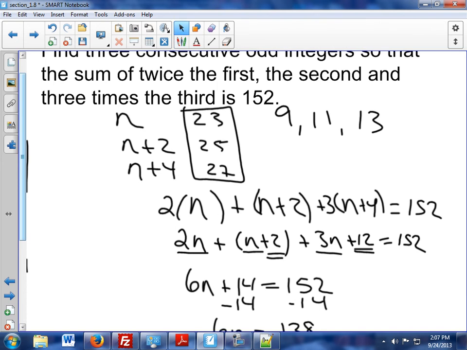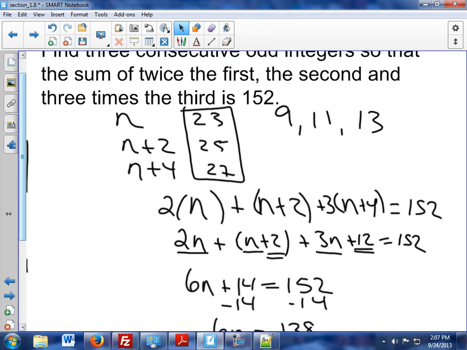Okay? But remember, you still have to take twice this and 3 times that, and it should equal it. Okay?